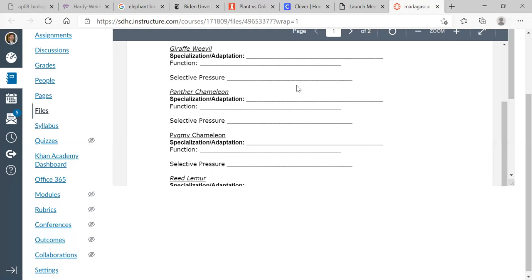Next is the pygmy chameleon, the smallest reptile on Earth. It's like the size of an ant. Its specialization or adaptation could be its size. When you're that small, you're hard to find. Predators aren't going to be a huge concern. And you are low maintenance.